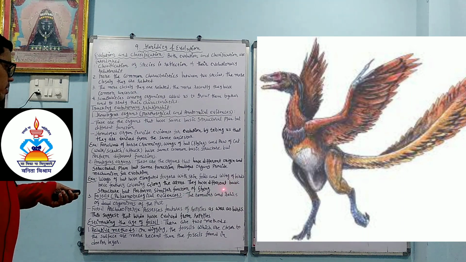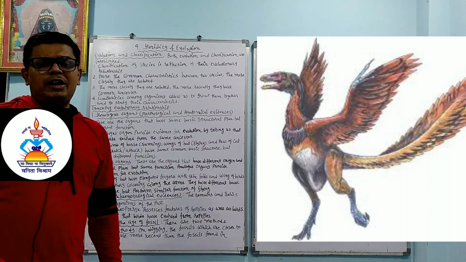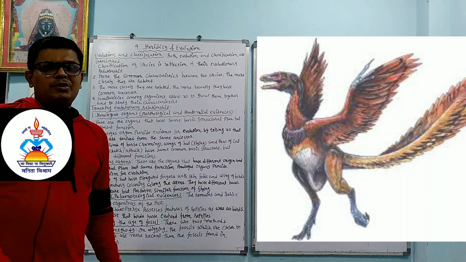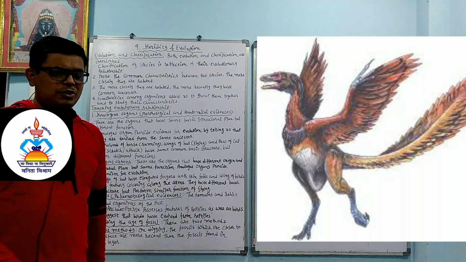The remains and relics of dead organisms of the past are called fossils. And what does fossil fuel mean? At high temperature and pressure, the parts of animals and plants are converted into fuel, and that is called fossil fuel.